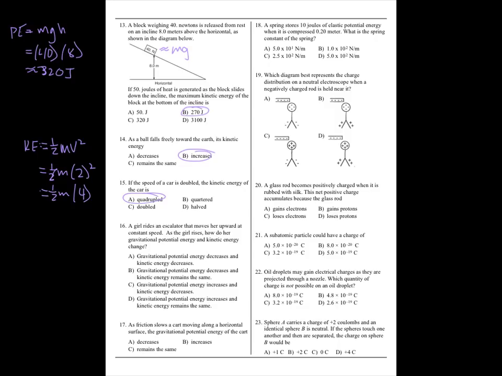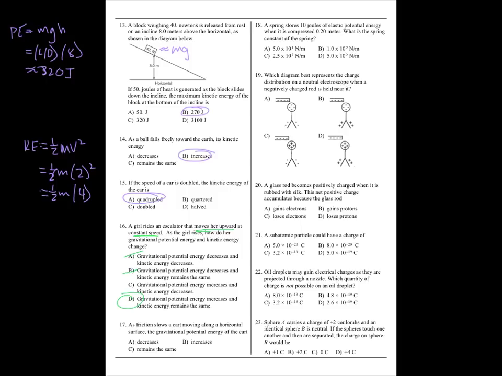Now we look at number 16. A girl rides an elevator that moves upward at constant speed. So we're moving up at a constant speed. If we're moving up, our gravitational potential energy is changing. We are increasing because we're moving upward, gaining height. And then our kinetic energy, keyword is constant speed, so it remains the same.